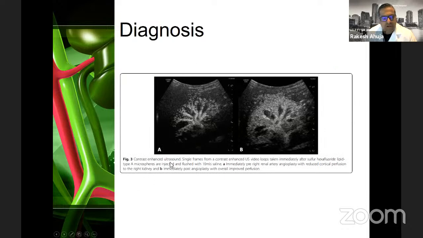Another beautiful image, a single frame from the contrast enhanced ultrasound, which was taken immediately after the microsphere injection. This shows the cortical perfusion, the first one shows immediately pre-right renal artery angioplasty with reduced cortical perfusion to the right kidney. And now you can see there's so much more robust improvement in overall perfusion.